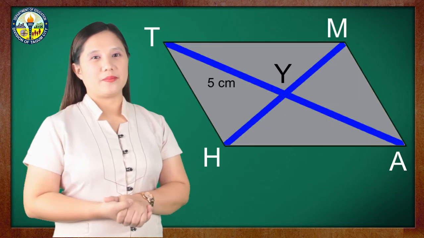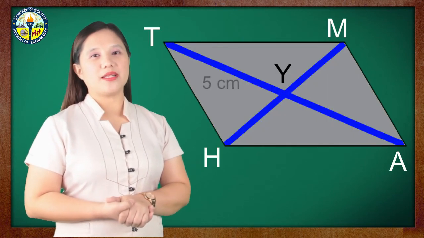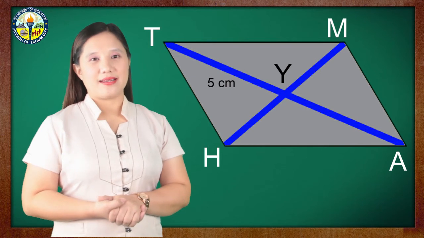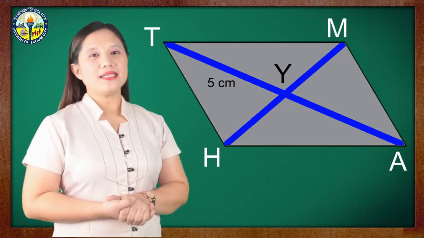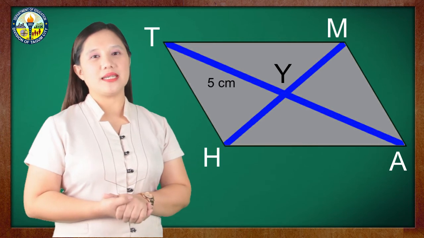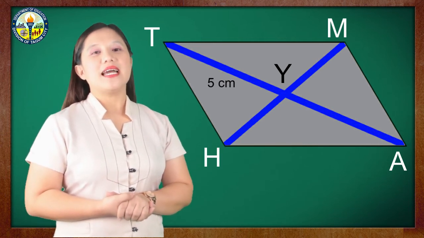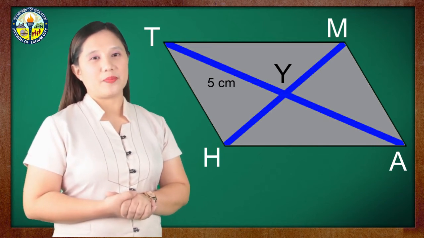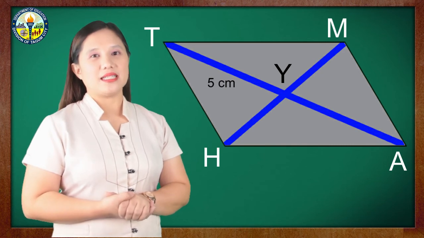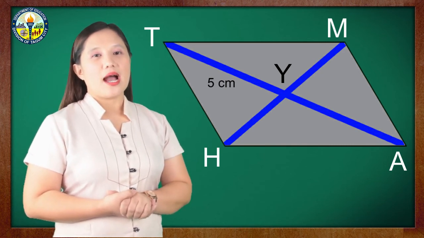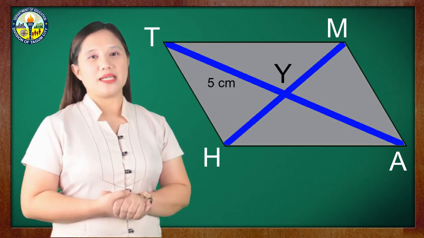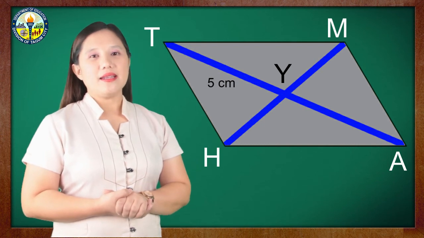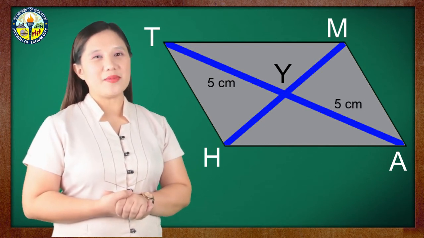Let's try this one. If TY is equal to 5 centimeters, find TA. We can say that line segment TY is congruent to line segment YA because these two line segments are the two equal parts of diagonal CA, since diagonal CA is bisected by diagonal MH according to property number 4. If the measure of the line segment CY is 5 centimeters, then the measure of YA is also 5 centimeters, since they are equal parts.